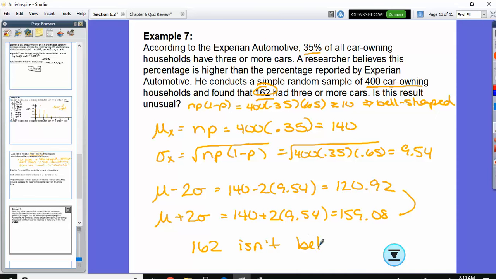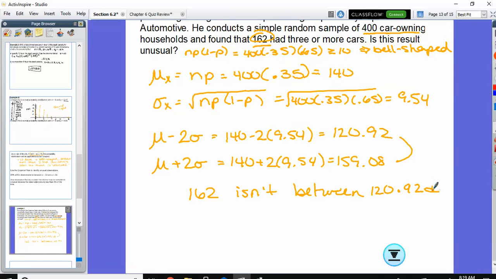So 162 isn't between these, which means it is unusual. There are different ways of doing that. We could have just found the probability of that and looked at it that way, but this is just kind of restating or showing by example what I was saying on that last slide. Again, this is going to come into play more in chapter 7 when we get there. We're just kind of getting a taste for it right now.